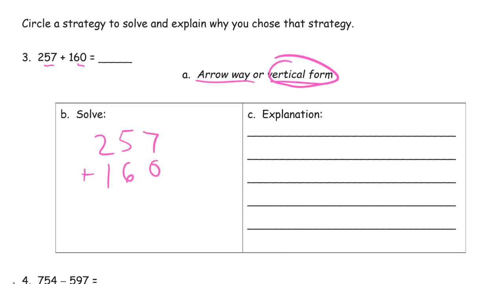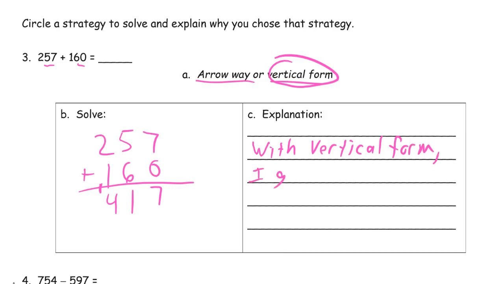Seven, zero, 5 plus 6 is 11. And 2 plus 1 plus 1 is 4. And I'm going to say with vertical form, I get to add 2 easy numbers.